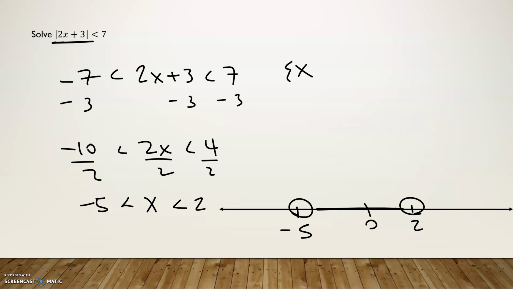So set builder notation, x such that x is between negative 5 and 2. And we're starting at negative 5, but we're not including negative 5. Going up to 2, but not including 2. So that will be our final answer for this one right here.